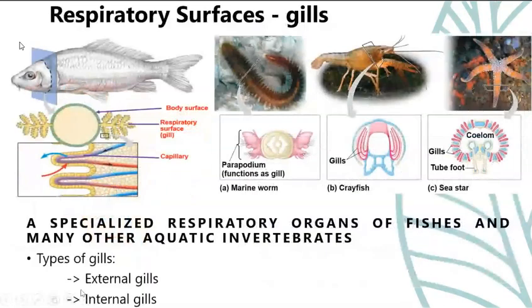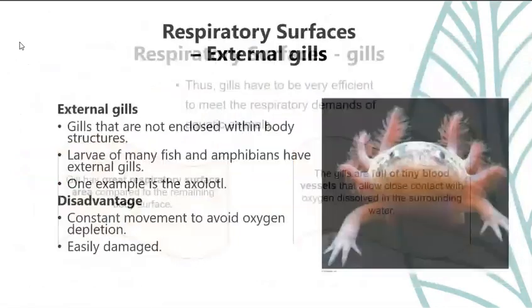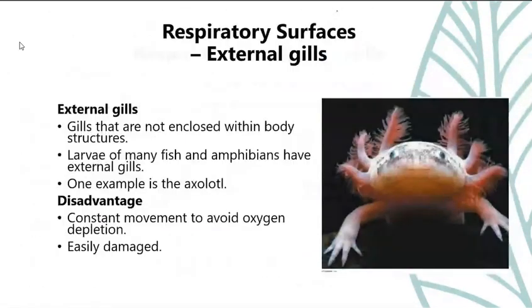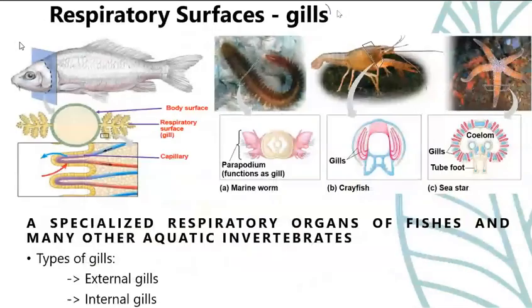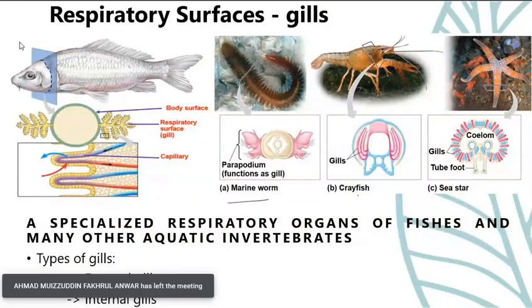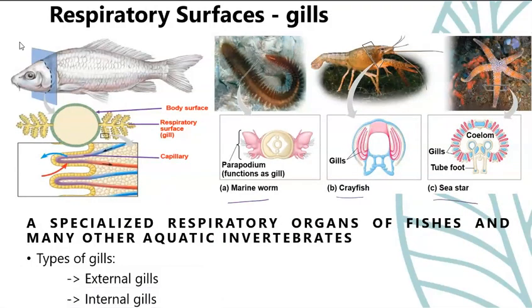Now we are going to look at animals that use gills. These are aquatic organisms. You have fish, marine worms, the crayfish, and the starfish. All these aquatic organisms depend on gills for gas exchange. There are two types of gills. You have the external gills, like the marine worm, where the gills are exposed to the water, and then internal gills, like fish.